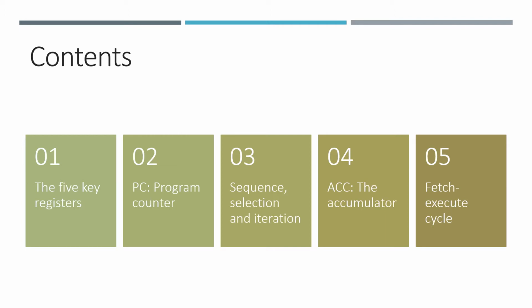In this lesson, we'll look at the names of the 5 key registers. We'll see the job of the program counter and how it's used in sequence, selection and iteration structures. And then we'll look at the job of the accumulator and how all 5 registers work together in the fetch execute cycle.